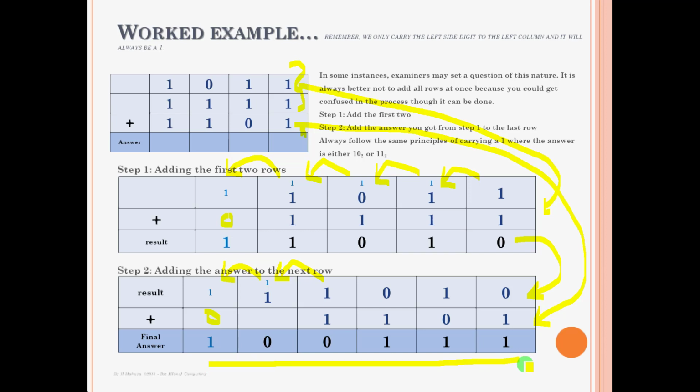When you get a set of 3 numbers, or 4 numbers or 5 numbers, all in that order, concentrate on the first 2. The answer you get from them, add it to the next number. The answer you get from that, add it to the next number until you reach the end. Do not try adding all of them at once. You will be confused. I can guarantee you that.